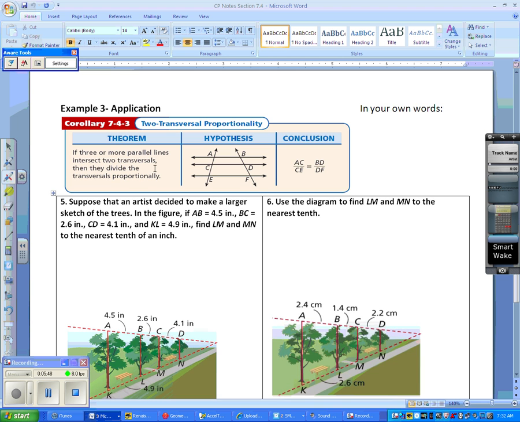Okay, last thing, number 2, transversal proportionality. Sweet. This one looks really confusing because we have a bunch of parallel lines. In fact, we have 3 or more parallel lines, and we have 2 transversals. Remember, transversals are just the lines that intersect those parallel lines. So these ones are transversals.